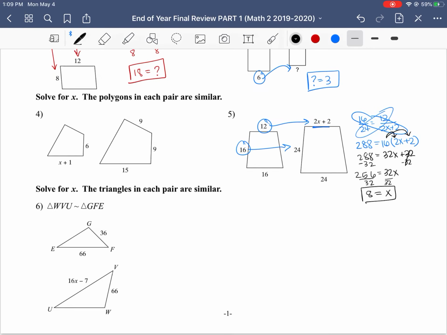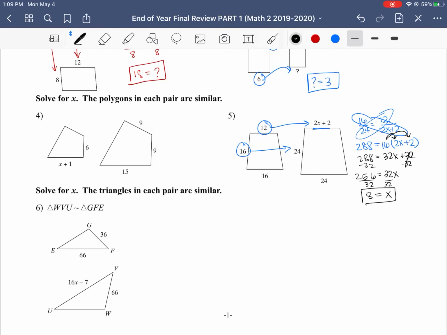Okay. Number 6, again, very similar. It says solve for x. The triangles in each pair are similar. Now just be careful, the triangles or the shapes are not always oriented the same way. So when we look at this similarity statement, we need to make sure that we're understanding which part relates to which part. Remember, the order you write a similarity statement in, those angles, they relate to these angles over here. So W is going to relate to G, V to F, and so on and so forth.